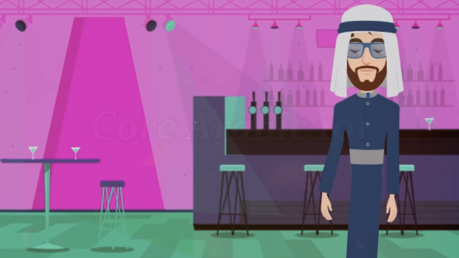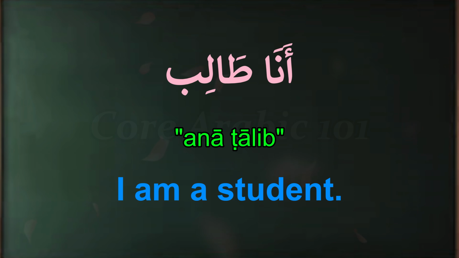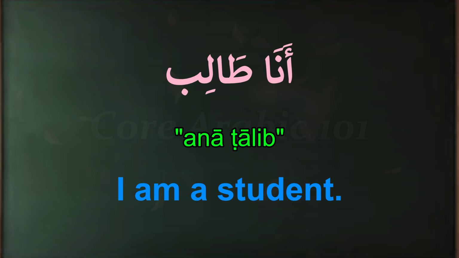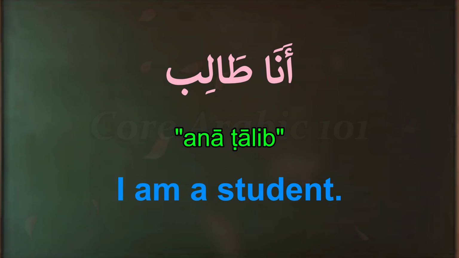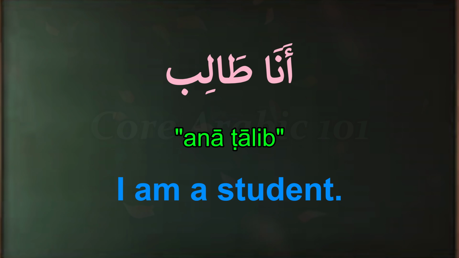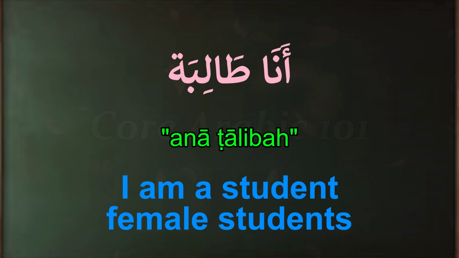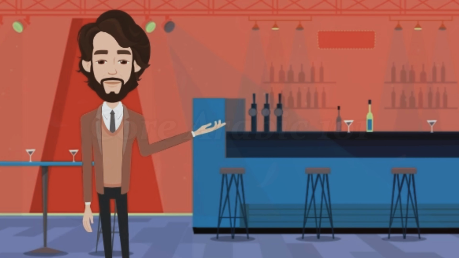We already know that I am is Ana, so we just add the job title. If you are a student, you say Ana Talib. أنا طالب. I am a student. What if a female student is speaking? Excellent question. To make it feminine, we simply add a te sound at the end. Listen closely. أنا طالبة. That is a very useful rule to remember.